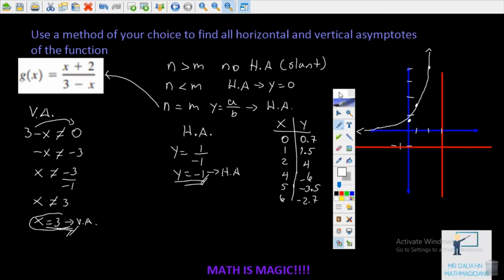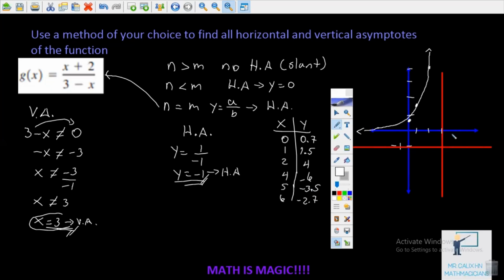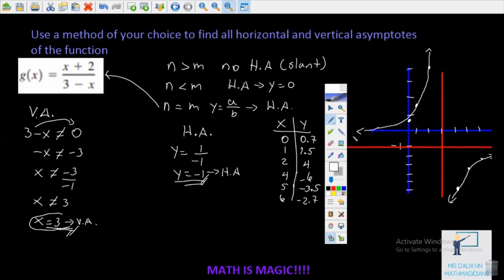Now let's make the other one. It says 4 with negative 6. So 4 is here. This is negative 1, negative 2, negative 3, negative 4, negative 5, negative 6. It'll be around here. Then we have 5 with negative 3.5. And this is 1, 2, 3. It would be in the middle here. Let's make this line a little longer. Okay, there we go. And then we have 6 with negative 2.7. As you can see, you're coming back up. So if we make our graph here again, you will see that you have your curve. So that demonstrates that the asymptotes were correct.